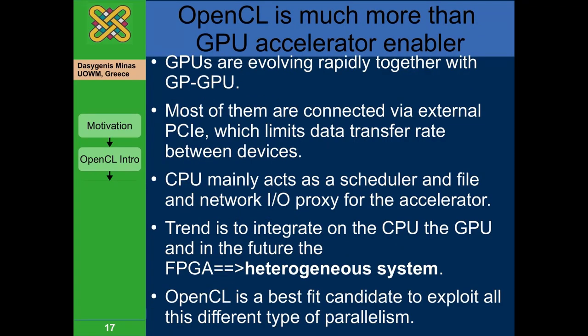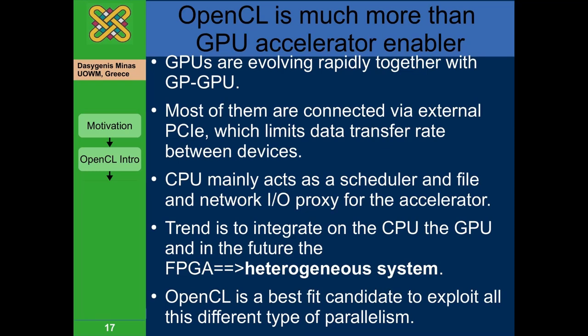OpenCL, as perhaps you have understood by now, is not only for GPU. It's more than GPU. It enables the designer to use the GPU, which is called GPGPU, General Purpose computing on GPU. So you can use the GPU not for displaying graphics, but to utilize their processing capabilities for scientific computations. And you can use them as an accelerator. Most of them are connected via PCI Express. And the CPU can act as a scheduler, or, in case it is a multi-core CPU, can also perform computations on the same OpenCL code that is executed on the GPU.